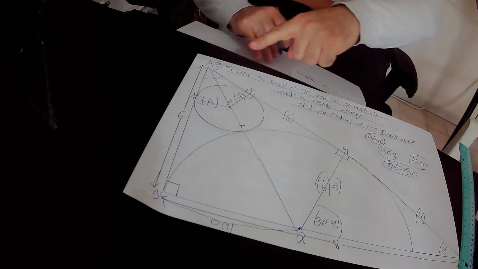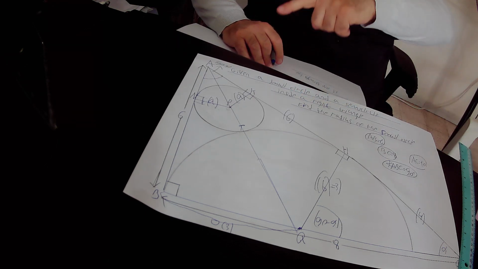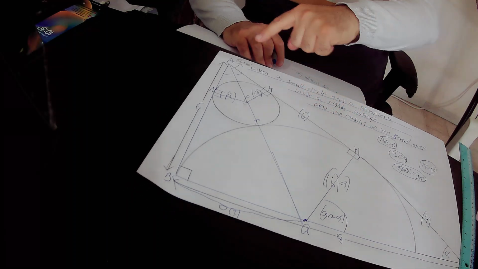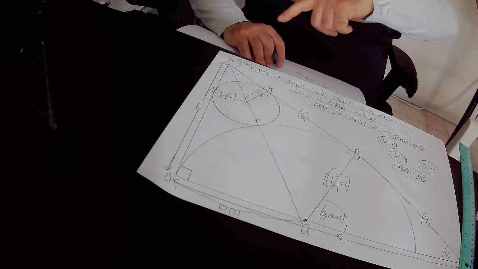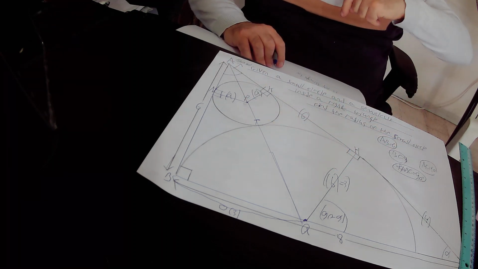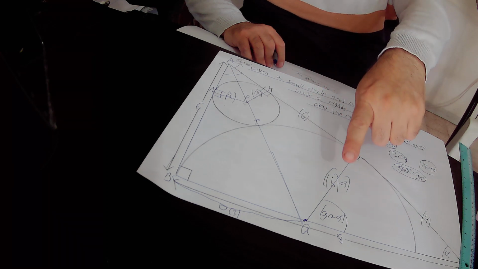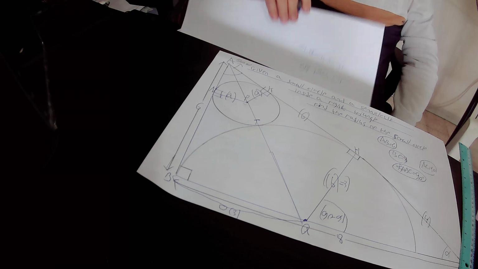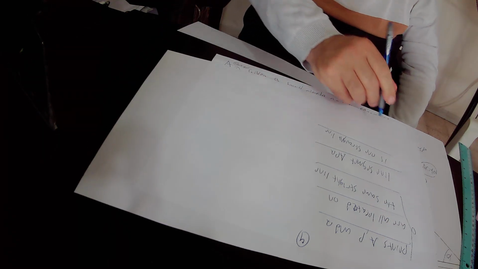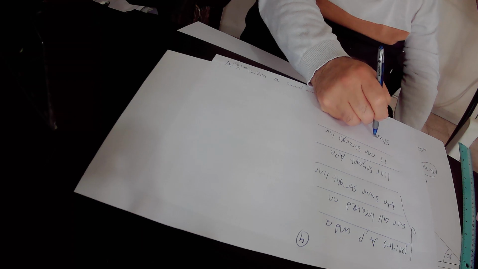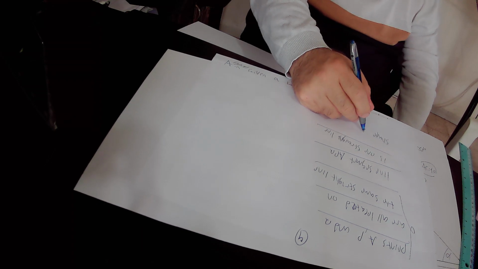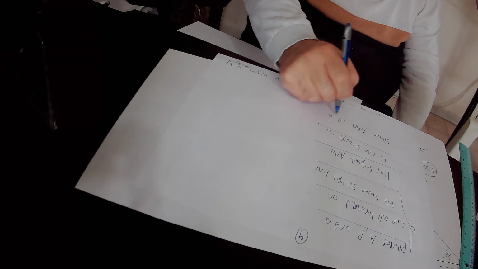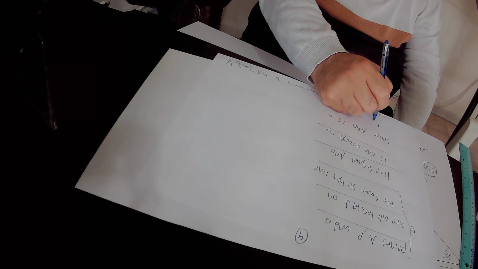If line segment APQ is one straight line, it means that AQ is also a straight line. And if AQ is a straight line, it means that angle ABQ is a right angle. So if we found out that angle ABQ is a right angle, because AQ is a straight line.